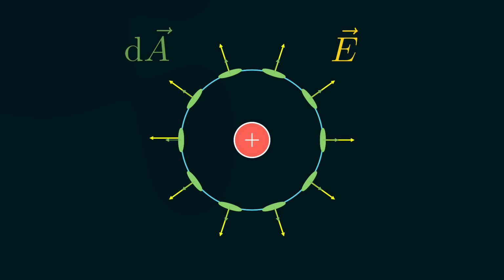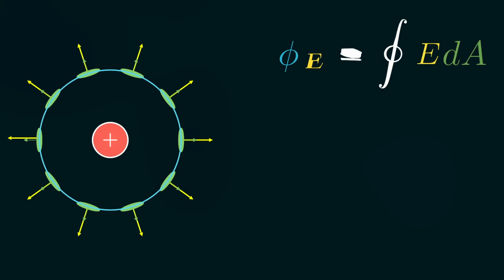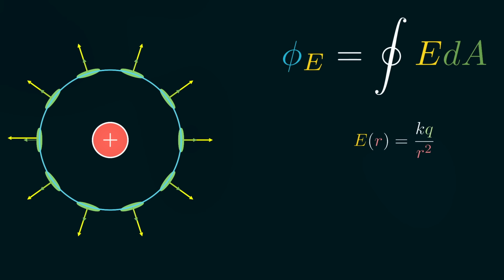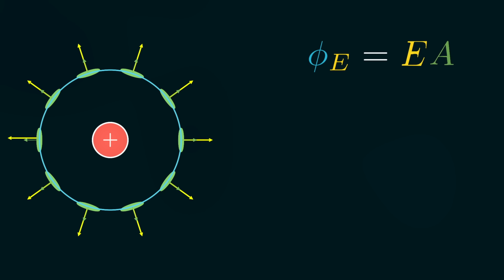Writing out the flux equation, we get this, where the circle just means that we're adding up over a closed surface. Since both the electric field and the area vectors always point away from the charge in the same direction, then we can simplify this from the dot product to simply the scalar product, E dA. Now recall that the electric field is a function of radius, but in the case of a sphere, the radius is constant, which means that we can pull the E out of the integral like this. And now we're left with just the integral of differential area, which means that this can simplify to area, and the entire flux through the sphere ends up becoming EA.